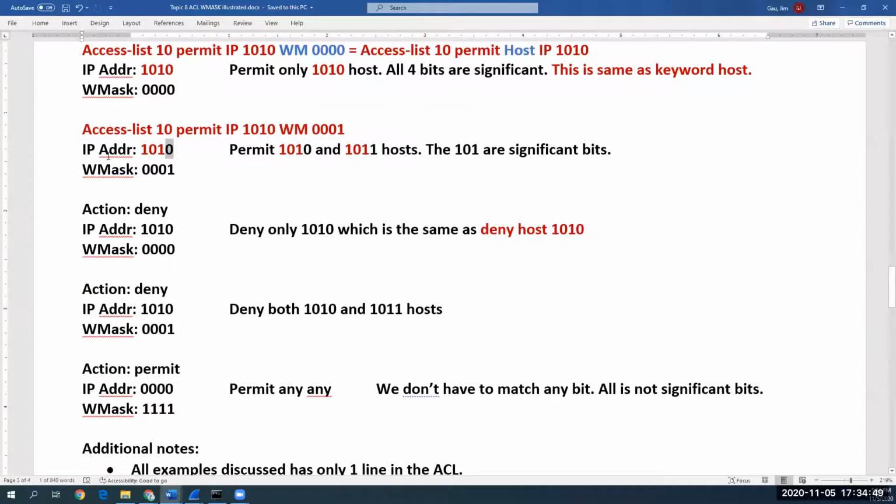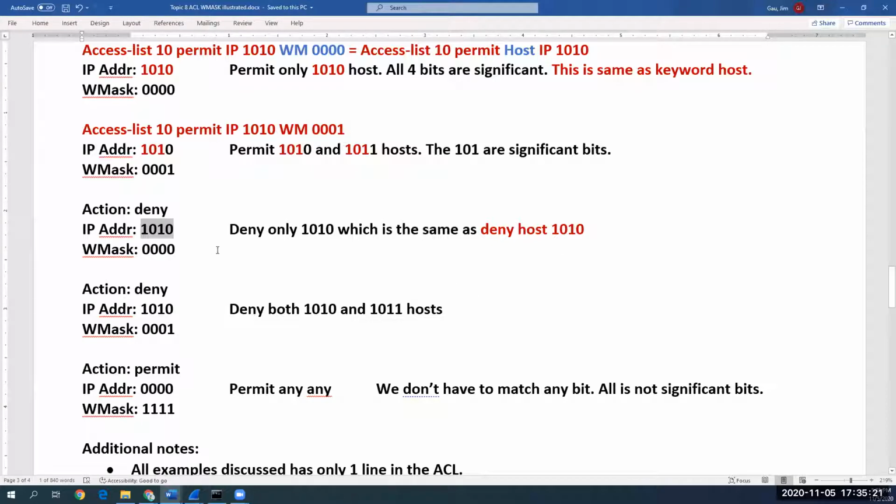Now, not all the action is permit. So we are going to start to use deny. I'm going to skip writing the whole line in here. We're just going to say deny with an IP with the WM. If we put that, then again, this is like a host, right? That means everything is 0 here. That means you can put anything you want. However, all of them are significant. Therefore, you're denying a host of this one.